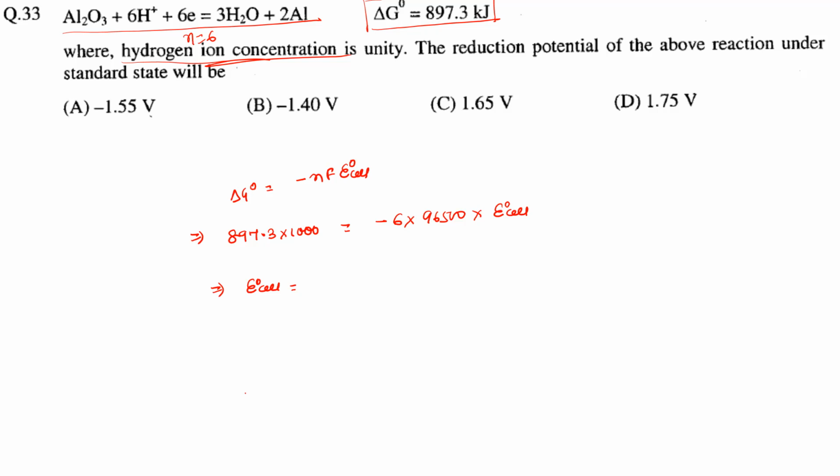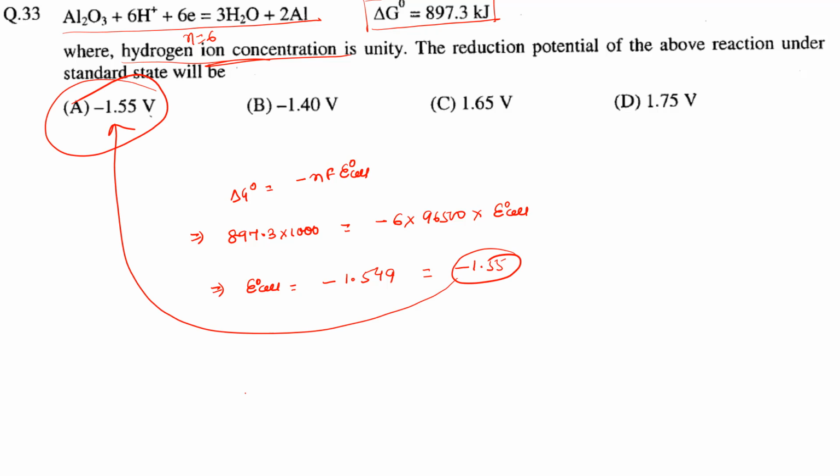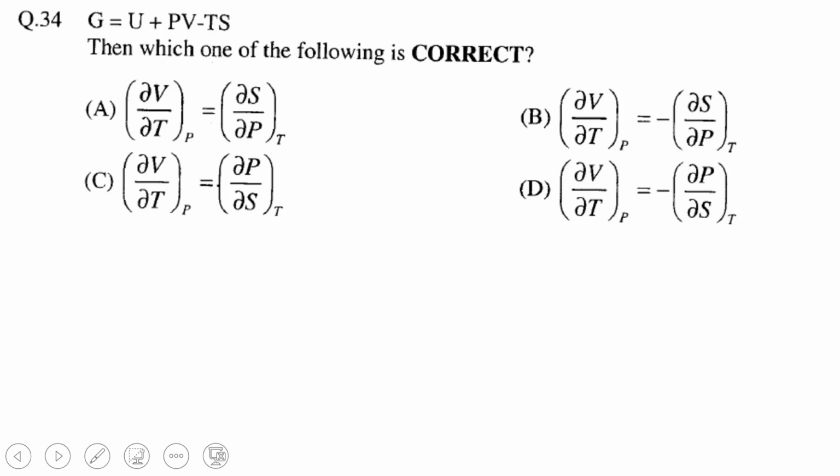Okay, so let us divide, and if I divide this, then it will be minus 1.549, so that is equal to minus 1.55. So option A. So that means actually the reaction is happening in the different direction. Okay, no problem, but we have to find only this E naught cell. So we have found it is minus 1.55. Let us proceed. Question number 34.